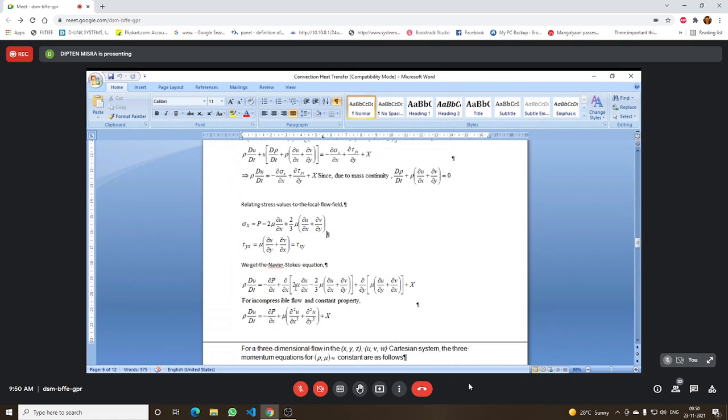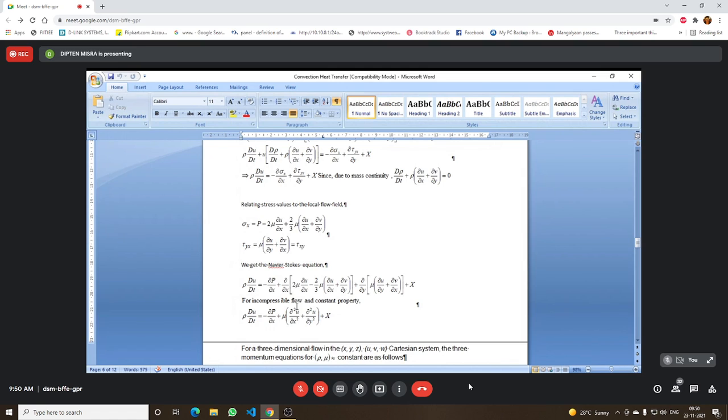Again, if you see, there are 2 mu del 2u del x square. But this 2 mu del 2u del x square, we have broken into two parts, mu del 2u del x square plus mu del 2u del x square. So one part is connected over here. Then here you have mu into del 2u del y square. Then, for a constant density, this part will be absent.